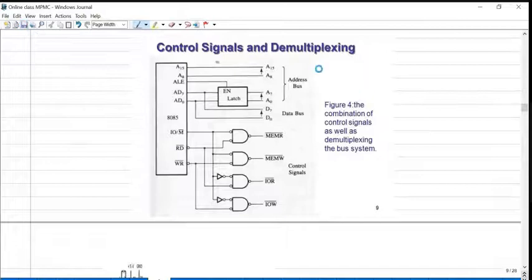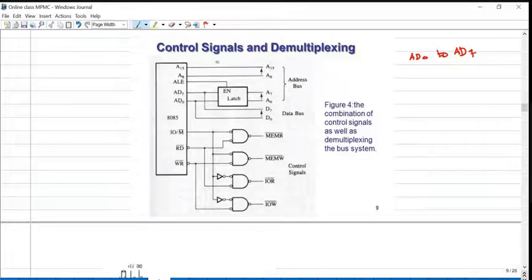Next, control signals and demultiplexing. We studied that the 8085 microprocessor has AD0 to AD7 address-data multiplexed pins. These pins are used to point out the address of the memory or IO devices, or for transferring the data between the processor and the external world, whether processor to memory or processor to IO devices. So how are the address and data demultiplexed?